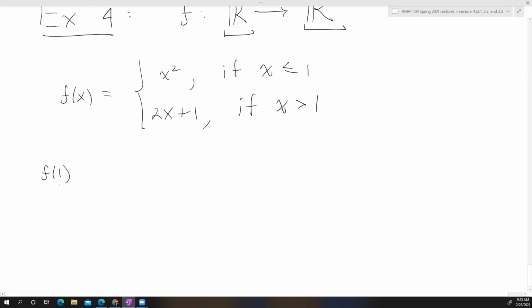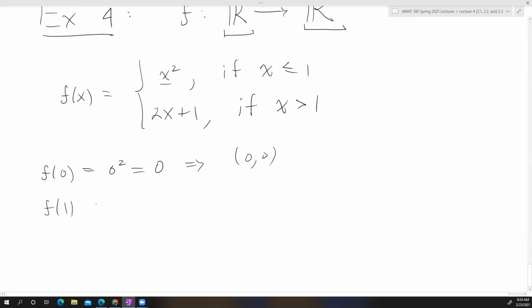So if x is 0, then 0 is less than 1. So that means we evaluate the function according to this first definition right here, x squared. So we get 0 squared, which is just 0. So that implies (0, 0) is a point on the plot, or it's a point in the graph.